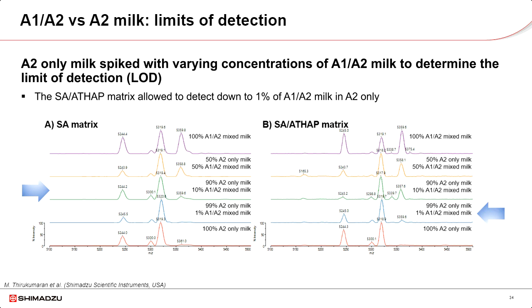Finally, the limits of detection were evaluated for milk mixtures containing various amounts of A1 milk in A2, for example, from 1 to 50%. Two MALDI matrices were evaluated, i.e. sinapinic acid on the left and sinapinic acid ATHP mixture on the right. We can see how the LODs were improved with the sinapinic acid ATHP mixture, as this allowed the detection of A1 milk in A2 down to 1%, as opposed to the sinapinic acid alone, where the presence of A1 milk in A2 was detected only down to 10%.